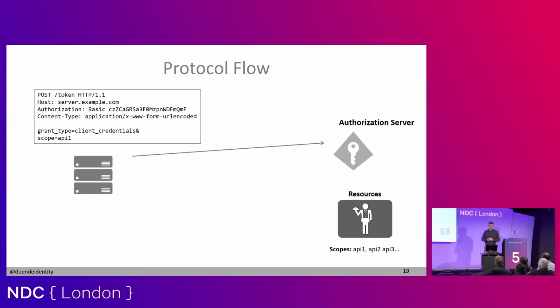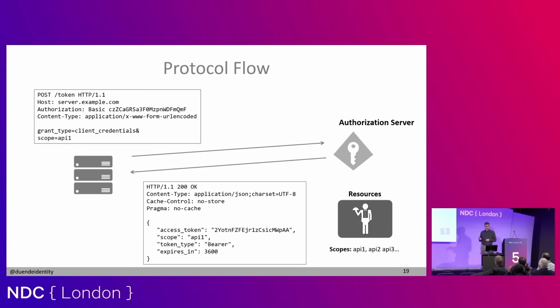And then it says client credential is the grant type, just to indicate what flow it's using. And then, please give me an access token that is scoped to API 1. The authorization server responds with an access token and a small JSON document containing the access token, the scope, token type, and the expiry time.